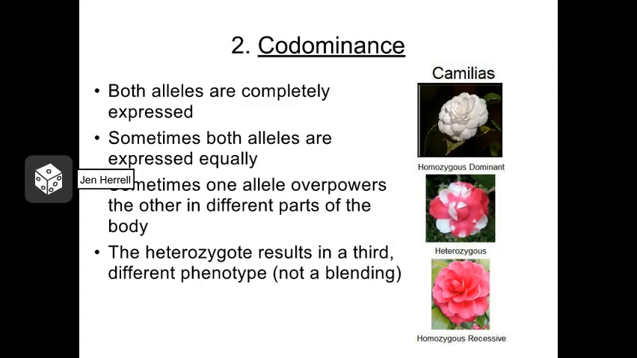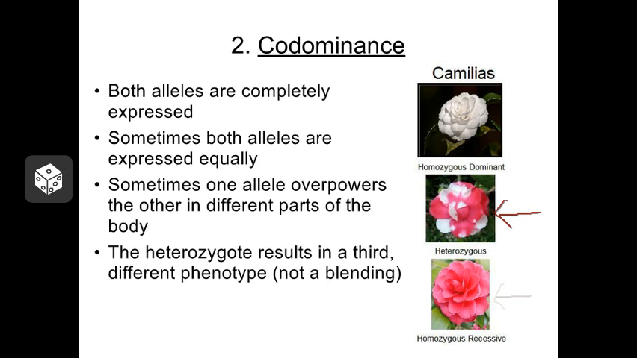Another type of relationship that can exist between two alleles is codominance. Codominance also involves the blending of the alleles in the heterozygote, but in a slightly different pattern of expression than we saw in incomplete dominance. Let's look at camellias as an example. Camellias are flowers that look a little bit like roses. There are white camellias and there are pink camellias. If you breed white and pink camellias together, instead of getting a complete blending of the alleles, a light pink flower or something like that, you actually get a white and pink spotted flower.